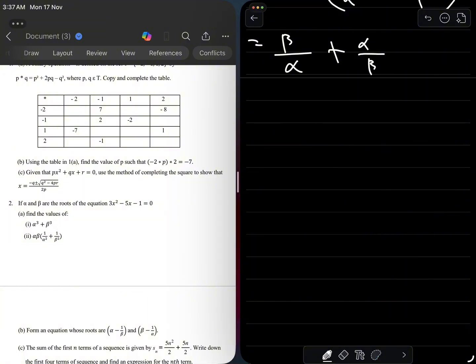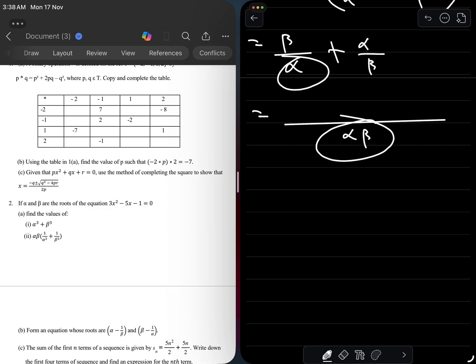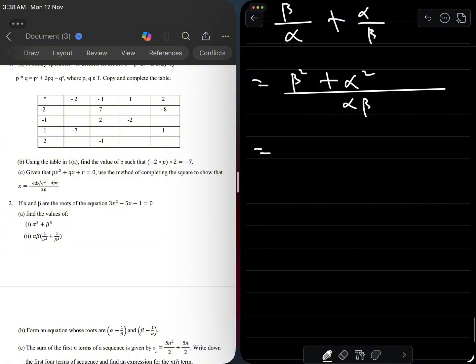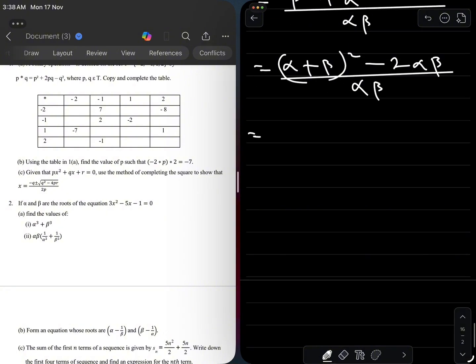That's equal to, the LCM is alpha beta. Alpha beta divided by alpha is beta. Beta times beta, that's beta squared. Plus alpha beta divided by beta is alpha. Alpha times alpha, that's alpha squared. So that's equal to beta squared plus alpha squared, which is the same as alpha squared plus beta squared, which is alpha plus beta all squared minus 2 alpha beta, over alpha beta.